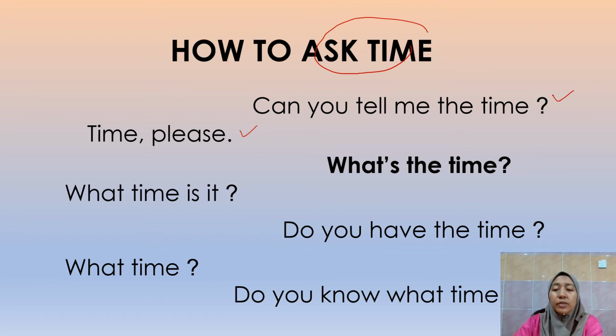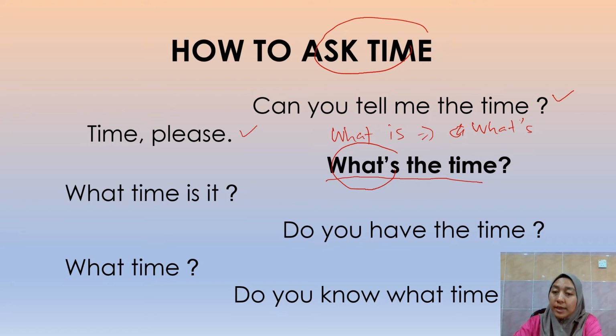And then, in your textbook, you are going to learn this term lah. What's the time? Ataupun dalam full form dia, what is the time? What's tu ialah contraction untuk what is. Kita short form dia, kita contractkan dia, so dia akan jadi what's. Kita nak pendekkan dia punya pronunciation. So, what's the time? Sebenarnya what is the time. This is the structure you are going to learn in your textbook, the structure that has been used in your textbook.